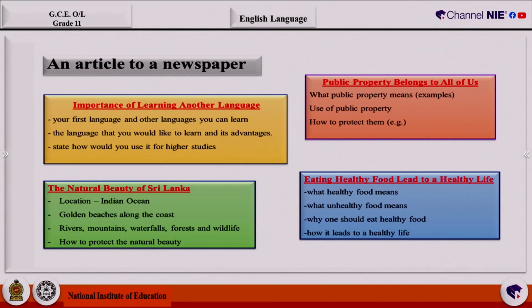So try this method very easily. You will be able to write this answer with all the confidence. So these are some essay topics.